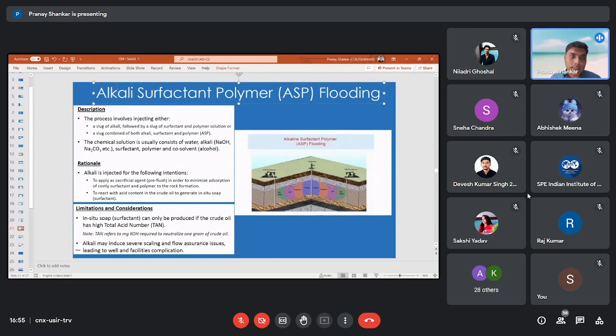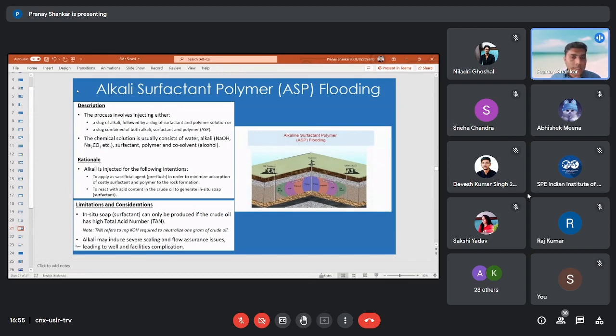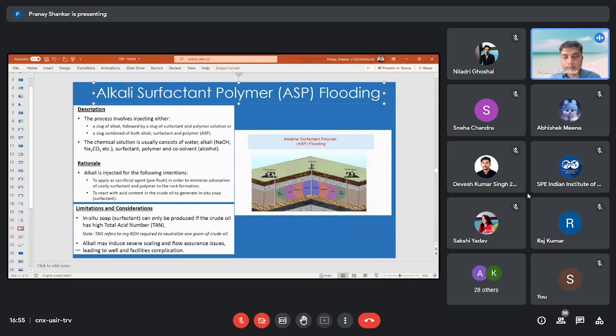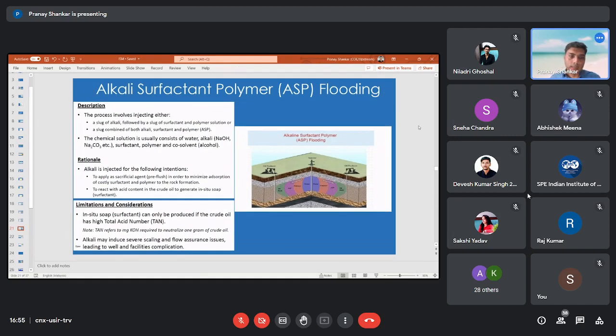What alkali does is it has the capability of generating in situ surfactant within the reservoir. Depending on reservoir salinity and acid content, it can generate in situ surfactant. So alkali helps generate more and more surfactant within the reservoir, and hence you can reduce the SOR to a greater extent and increase your recovery factor.